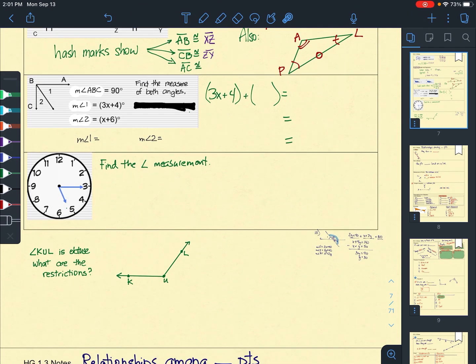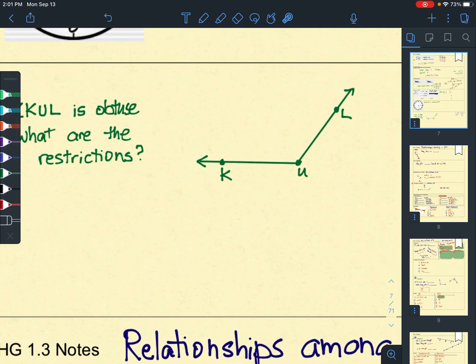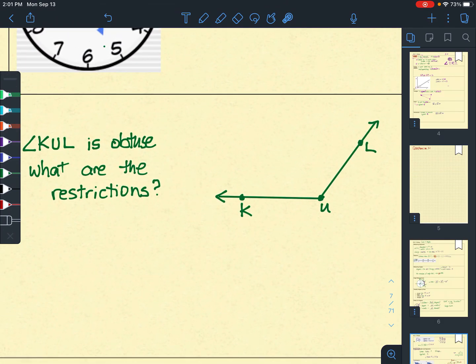I have two problems. Let me start with the easier problem. Angle cool is obtuse, and I'm going to say it's 2x plus 12. Now look at the fancy word I used there. It said, angle cool is obtuse. What are the restrictions? I should have said, what are the restrictions on x? Let me add that. What are the restrictions on x?